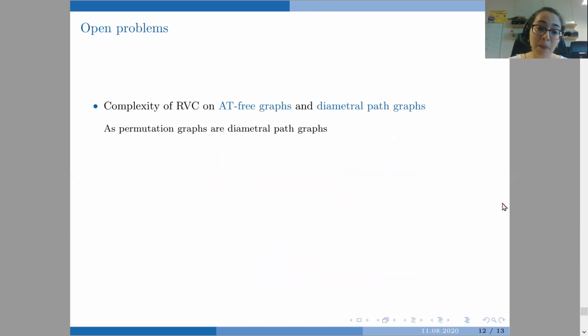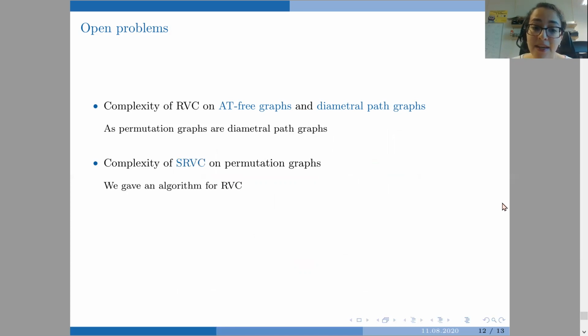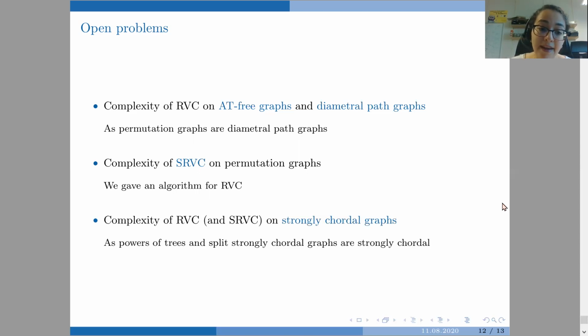So to conclude, it would be nice, of course, to know the complexity of rainbow vertex coloring in AT3 graphs and in diametral path graphs, since permutation graphs are subclasses of these two, and we believe the problem should also be polynomial time solvable. It would, of course, be nice to see the strong variant of this problem solved for permutation graphs, as we give an algorithm that works only for the normal variant. And as I mentioned, we gave algorithms for powers of trees and split strongly chordal graphs.